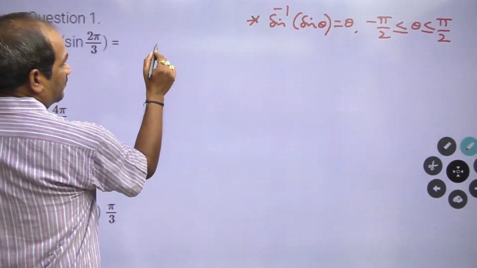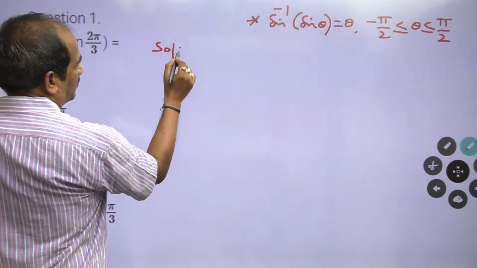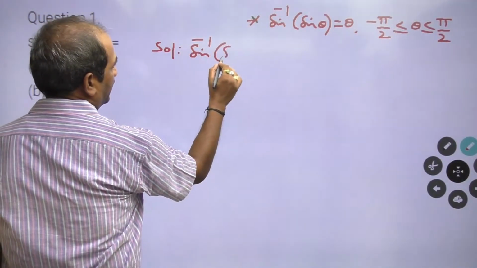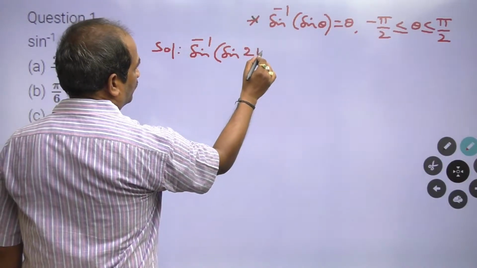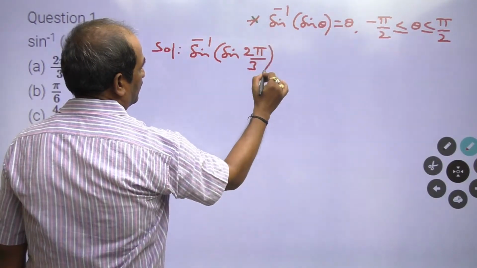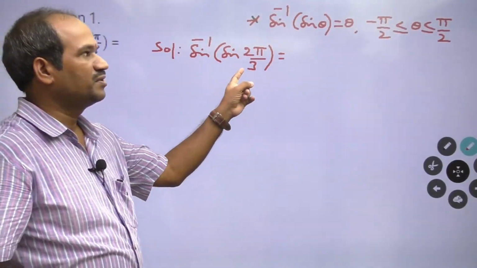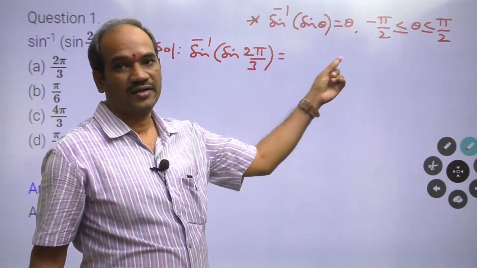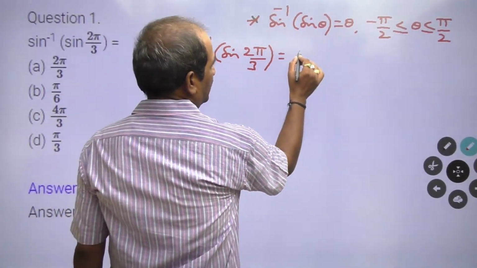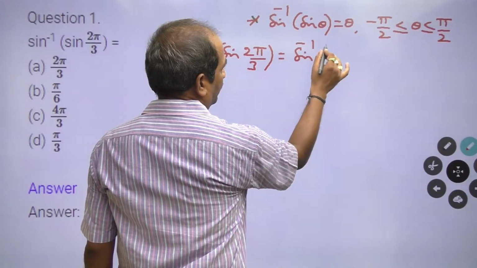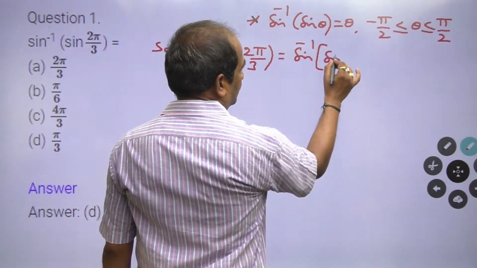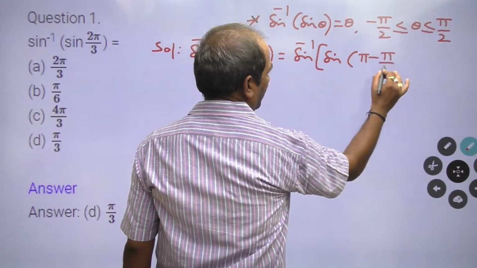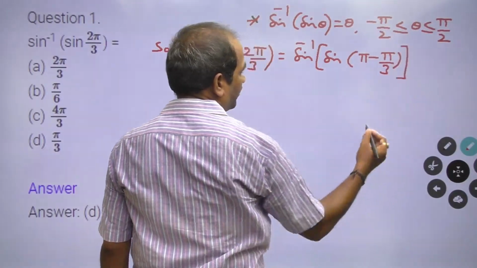In the solution, sin inverse of sin of 2 pi by 3. 2 pi by 3 means 120 degrees, so 2 pi by 3 does not belong to that interval. So sin of 2 pi by 3 is equal to sin of pi minus pi by 3.